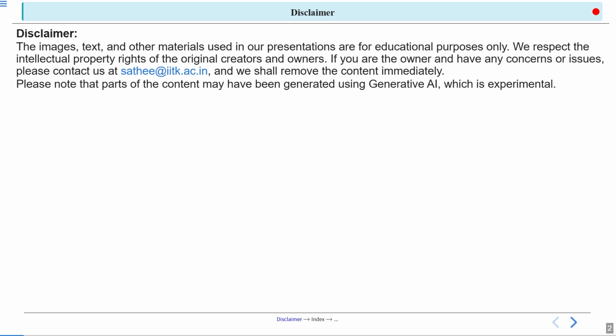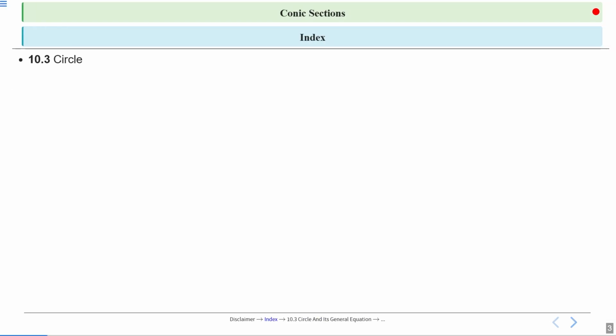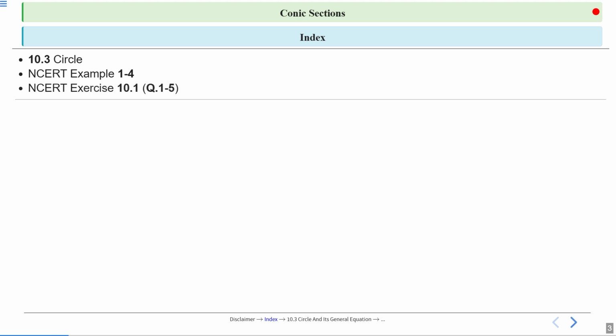So this is a disclaimer. First we will discuss circles, the standard form of the equation of a circle, and then we will discuss NCERT examples 1 to 4, and lastly we will discuss NCERT exercise 10.1, questions 1 to 5. Okay, so let's get started with today's lecture.